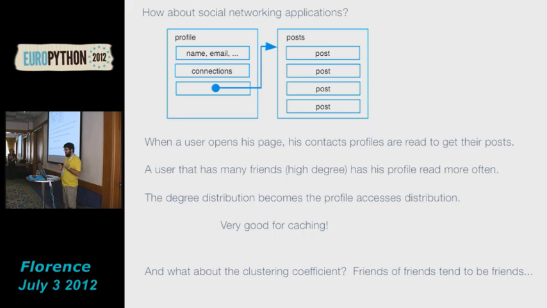When a user opens his page, which kind of data is read? Well, the posts from his friends, for example, the tweets from his followees, okay? That is just one person opening his page. But when millions of people open their homepage together and access the data, what occurs? It occurs that high-degree nodes, very well-connected people, have their data accessed more often, because basically the data access is related to the degree distribution, okay? So a user that has many friends, which means he is a high-degree person, has his profile read more often. So the degree distribution becomes basically the profile access distribution.